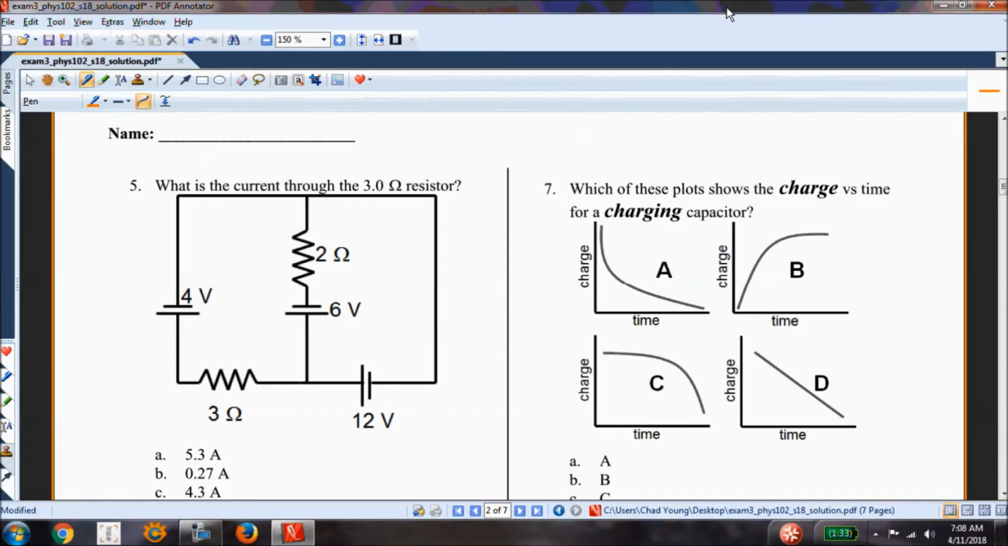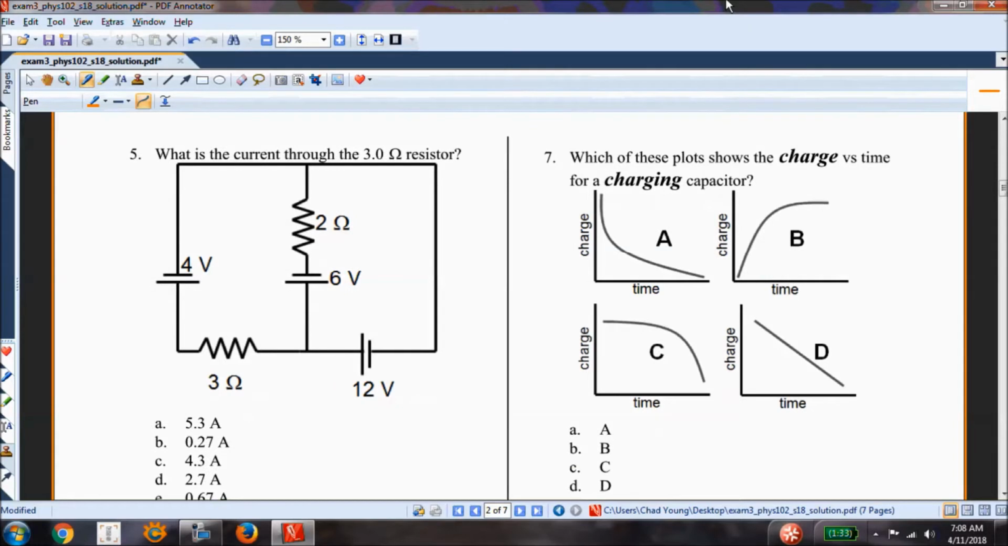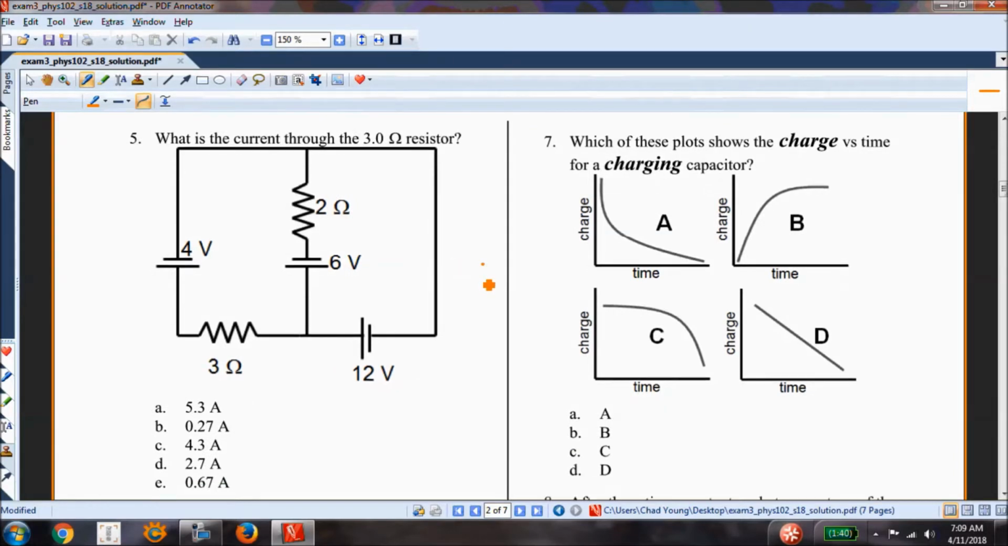Now, what is the current through the 3 ohm resistor? Well, there are no currents listed here, so I just need to label some. I'm going to call this I1, I'll call this I2, and I'll call this I3. And through the 3 ohm resistor, that's I1. So I want to know what I1 is. I want to pick a loop. I'm going to use this loop because there are no resistors on that right-hand side. It makes the math a lot easier. Let's start here and go in this direction.